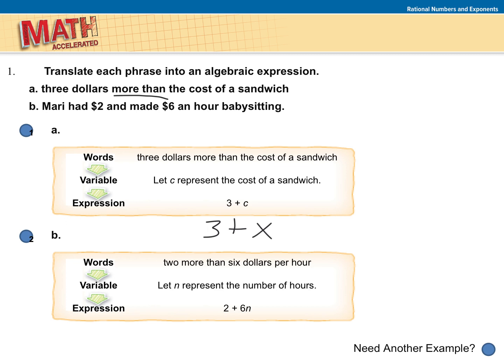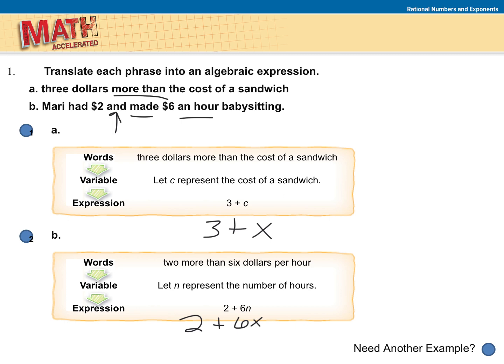Okay? Number 2, it says Mary had $2 and made $6 an hour. What are some keywords in there? Okay, I like that. Made an hour. So they make $6 an hour. So every hour, X, they make $6. Okay? What else do we have? 2. The word and tells us that we are going to add those together. So they get $2 and $6 for every hour they make.